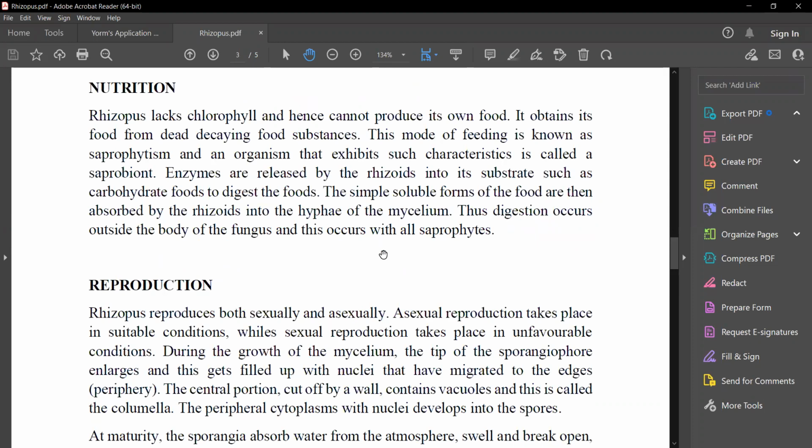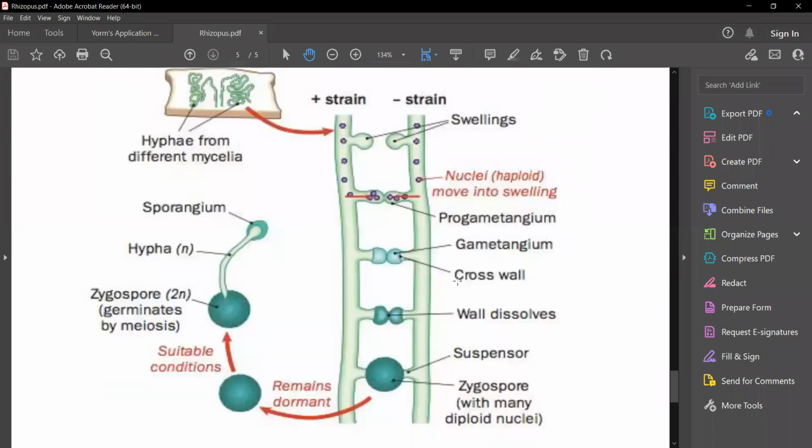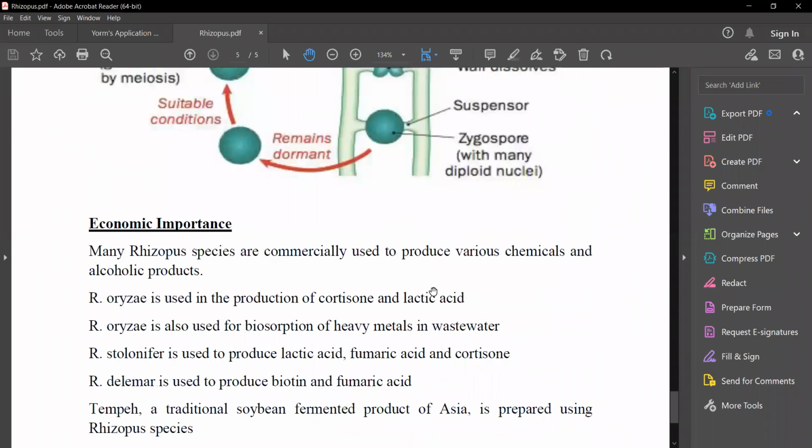Reproduction, I've talked about the sexual and the asexual reproduction. So basically, everything I've mentioned here is what is important. Take note of the strains, the positive plus strain and minus strain, and all the stages, especially in the sexual reproduction. It's mostly asked a lot. And then learn how to draw the rhizopus, and you should be good.